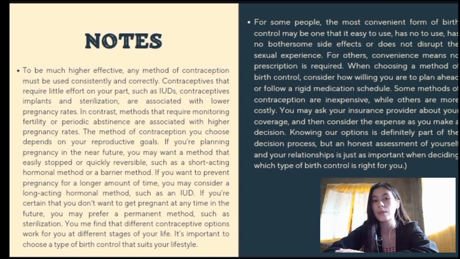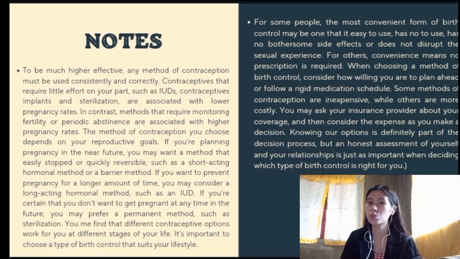The method of contraception you choose depends on your reproductive goals. If you are planning pregnancy in the near future, you may want a method that is easily stopped or quickly reversible, such as short-acting hormonal methods or barrier methods. If you want to prevent pregnancy for a longer amount of time, you may consider a long-acting hormonal method such as an IUD. You may ask your insurance provider about your coverage and then consider the expense as you make a decision.